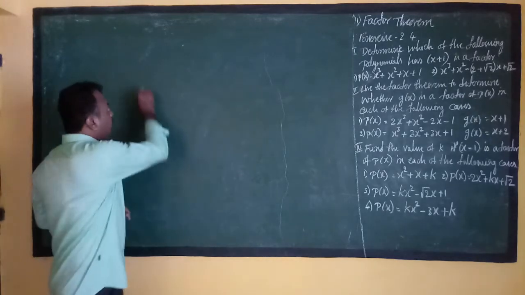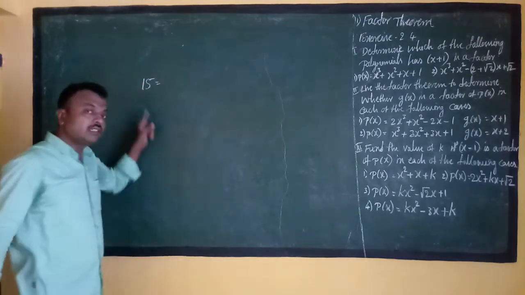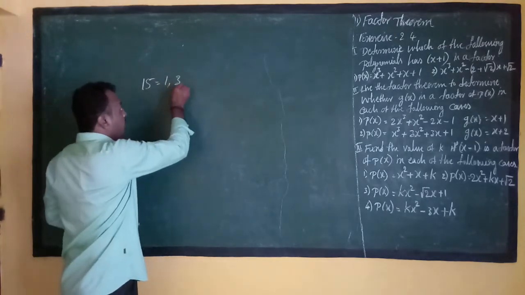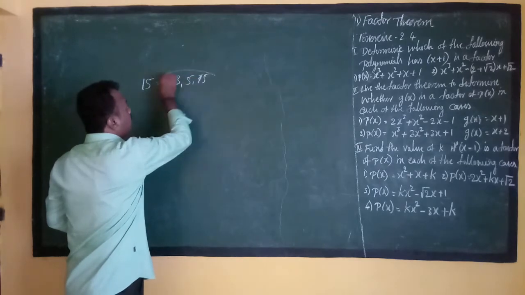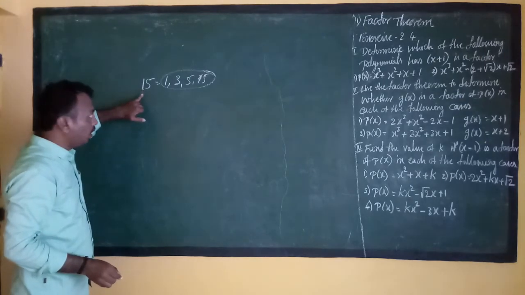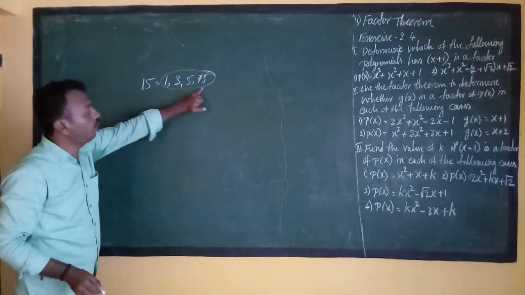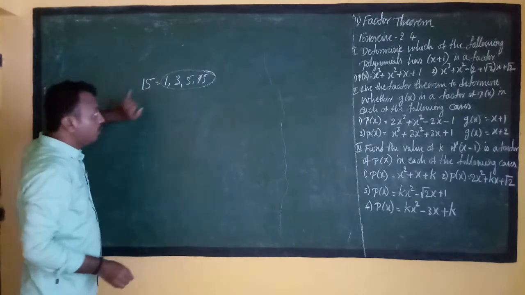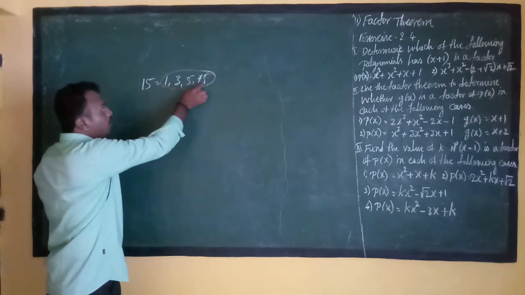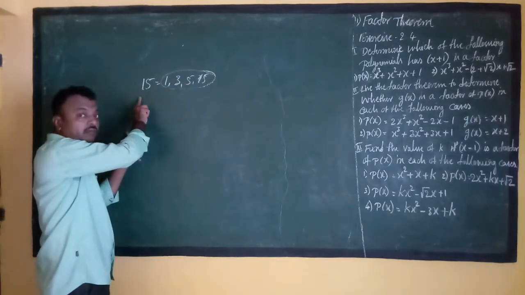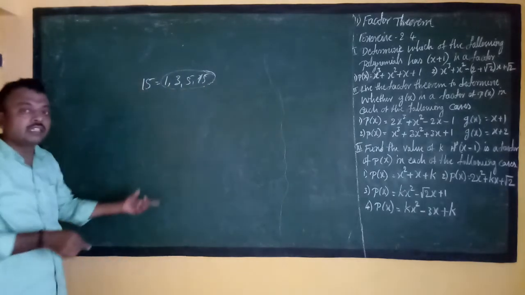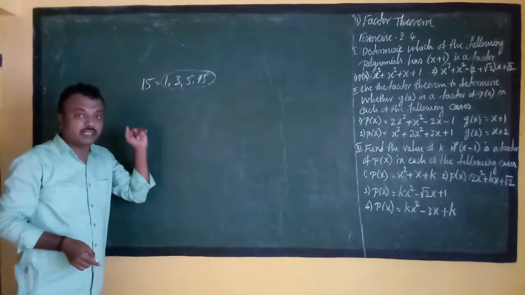For example, I will take the number 15. This number is divisible by other numbers. Which are those? 1, 3, 5 and 15. So 1, 3, 5, 15 are the factors of 15. Why are they called the factors of 15? Because these numbers divide 15 exactly. Therefore, 1, 3, 5 and 15 are the factors of 15. So we have learned the factors of given numbers.